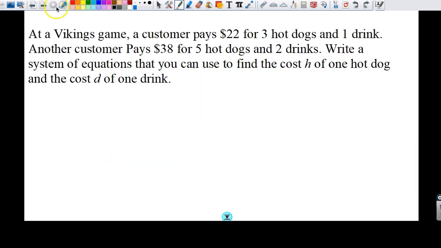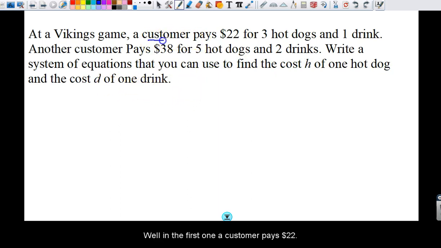Finally, let's say that you went to a Vikings game down in Minneapolis. A customer pays $22 for 3 hot dogs and 1 drink. Another customer pays $38 for 5 hot dogs and 2 drinks. Write a system of equations that you can use to find the cost H of 1 hot dog and the cost D of 1 drink.